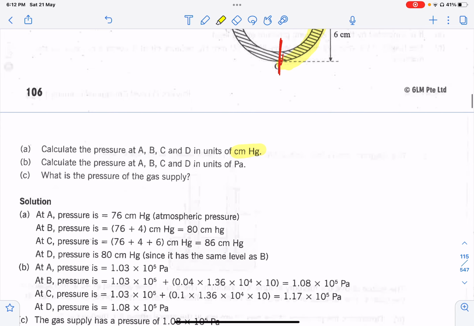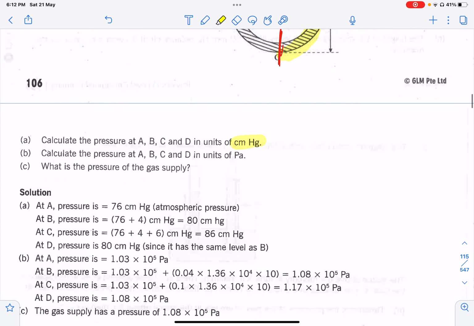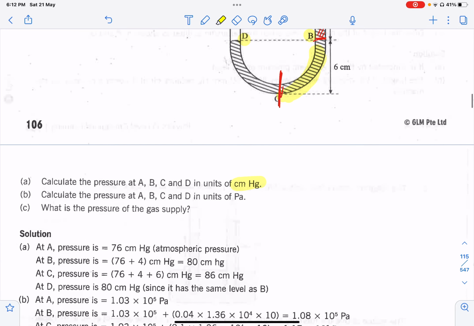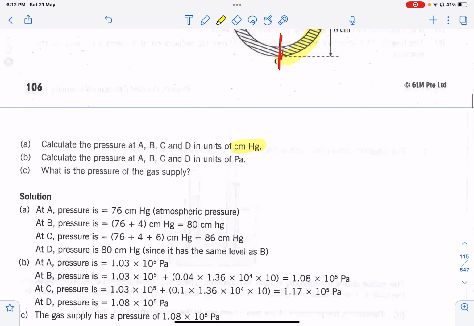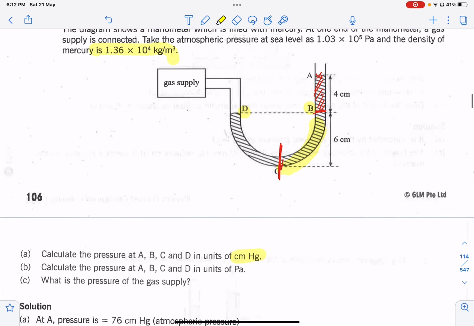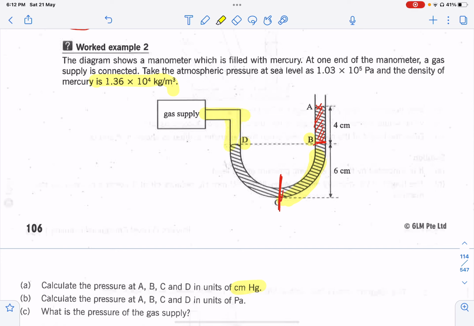Okay, and of course, what is the pressure of the gas supply? The gas supply would be the same as just D. The reason we don't add the atmospheric pressure for D is because over here is a closed system, so there is no need to consider the addition of the atmospheric pressure.